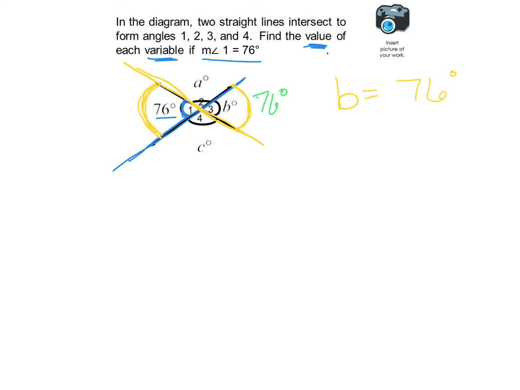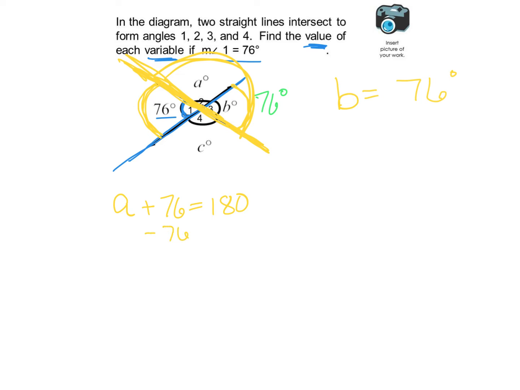Now, I don't know any other vertical angles, but I do know straight lines. What do I know about straight lines? The angles that create that straight line are supplementary, which means they add up to 180. So right there, I have A plus 76. Oh, I don't need that degree symbol there. A plus 76, I know what that's equal to. Hopefully you know what it's equal to too. It's equal to 180 degrees.